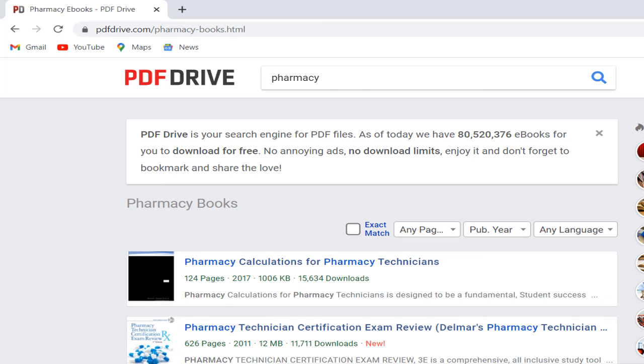And this is SlideShare, and PDF Drive, where you can find a lot of notes and a lot of books. So you can just refer to this site.